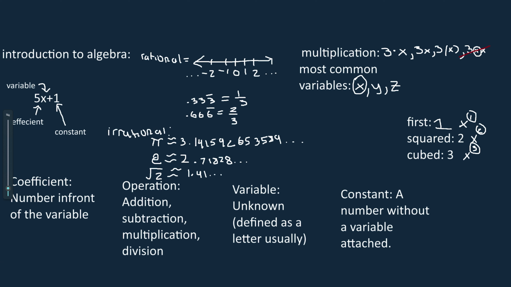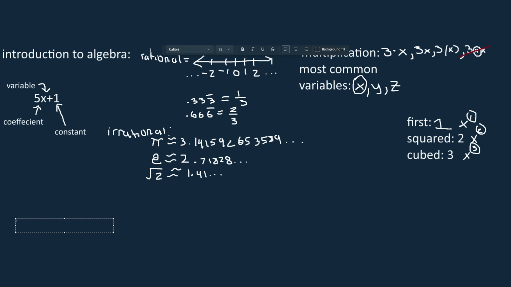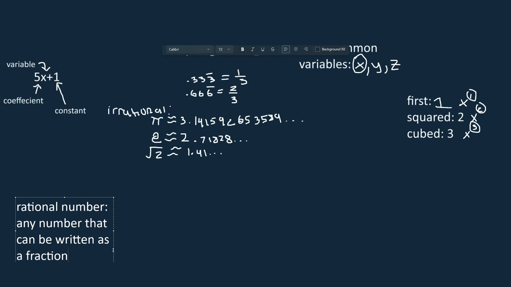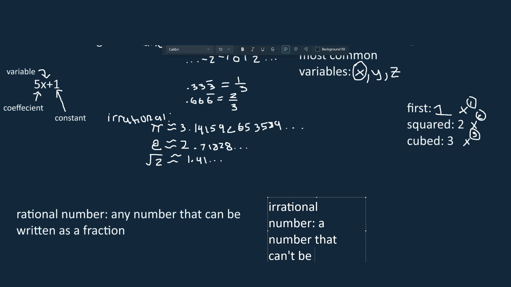And these ones we don't work with as much in this course. Rational is more where it's at because it has real world applications. So to recap, a rational number is any number that can be written as a fraction, even if it's repeating, as long as it can be written as a fraction. And an irrational number is a number that can't be written as a fraction.